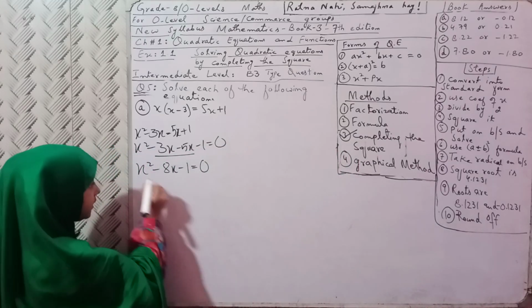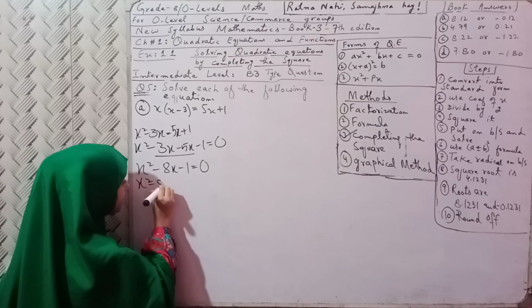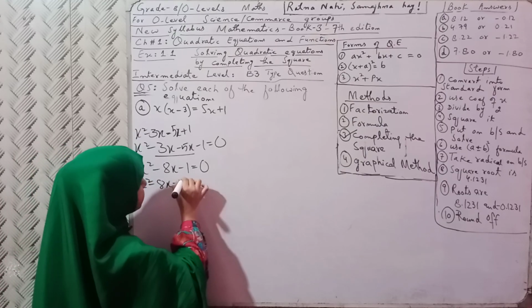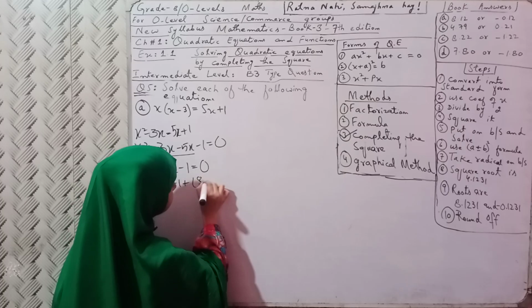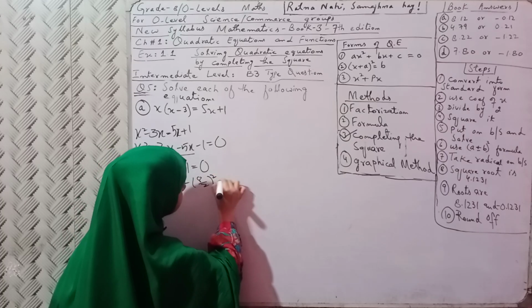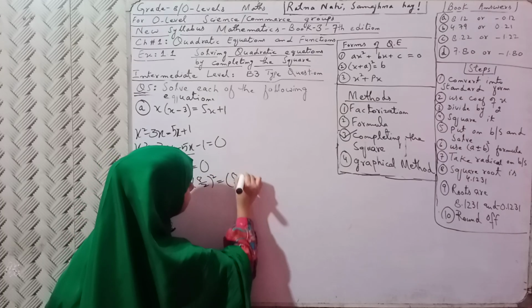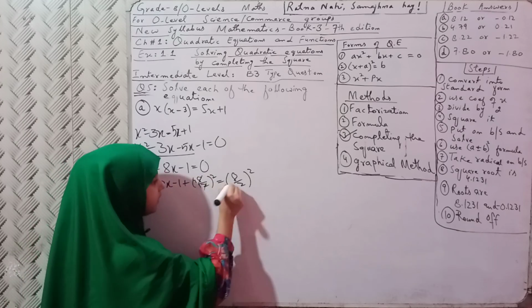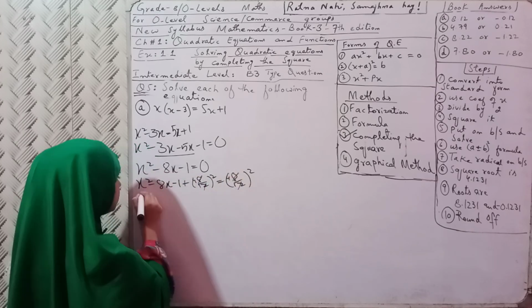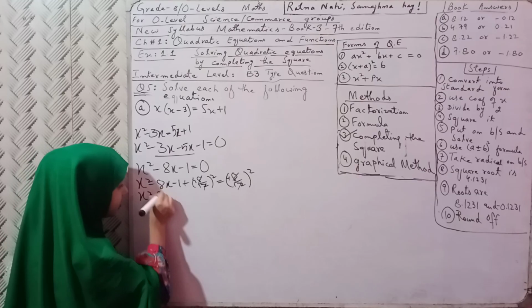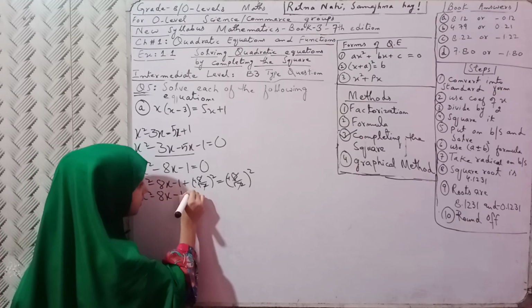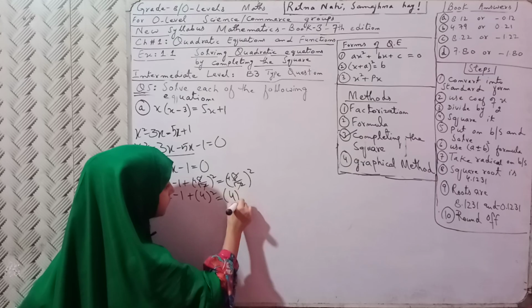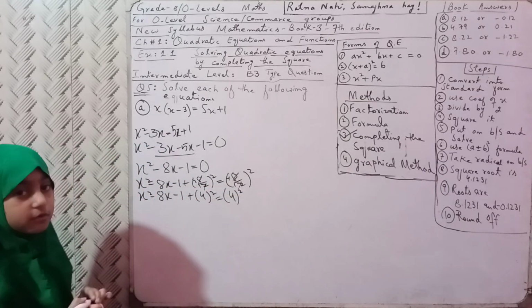Okay. So here will come x square minus 8x minus 1 plus, is equal to 8 upon 2 whole square. This can cut, 2 1s are 2, 2 4s are 8. So x square minus 8x minus 1 plus 4 whole square is equal to plus 4 whole square. Okay.